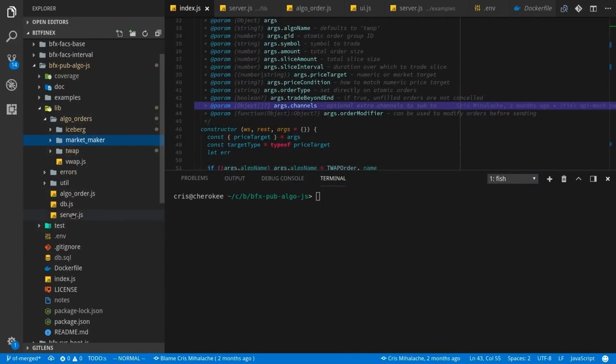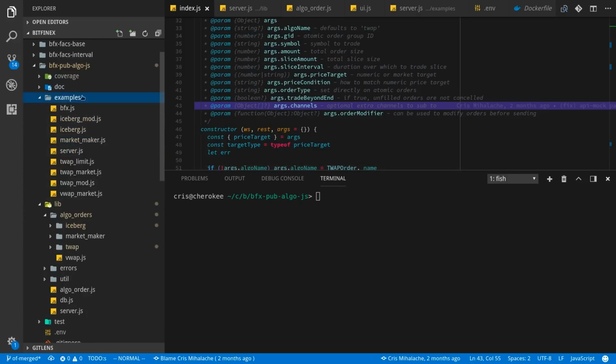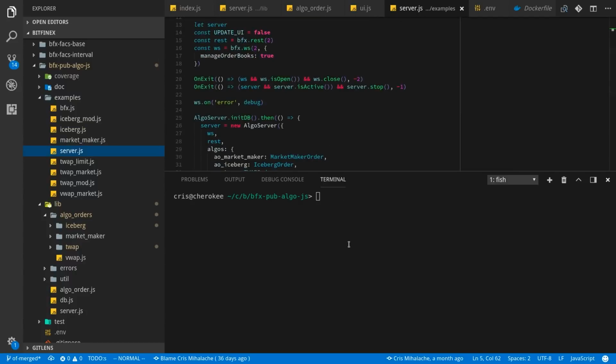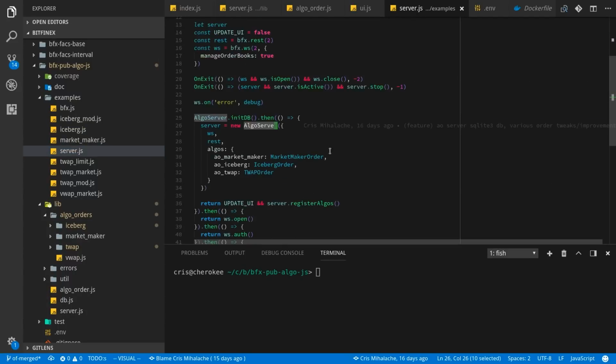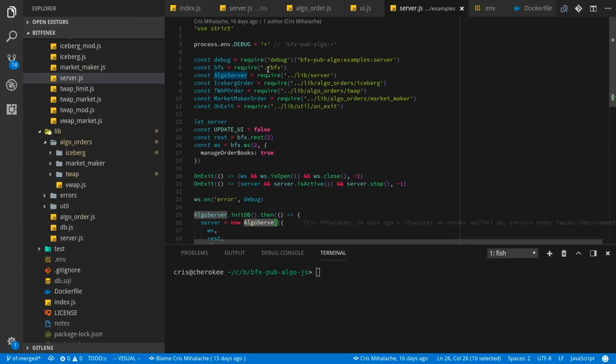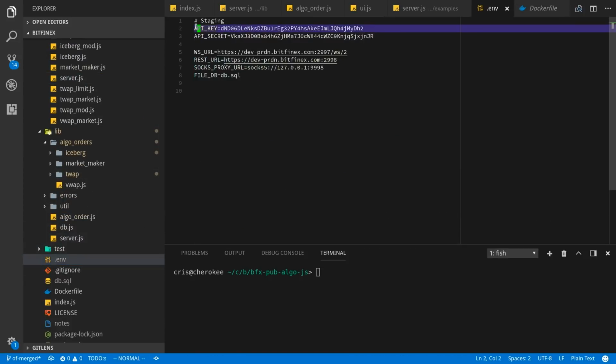And then we provide a server. And all that the server does is it hosts those three types and it listens for broadcast messages from the front end to create them or to generate a preview. And to make it very easy for end users to get started, we provided an example script which runs the algo server itself. And I won't go into details beyond saying that all that the user needs to do to run this is to specify their API key and API secret along with the connection strings, connection URLs for the WebSocket and REST API. So in this case, I'm connecting to staging, so I need to specify these along with a proxy to get a static IP. And I also specify the database.